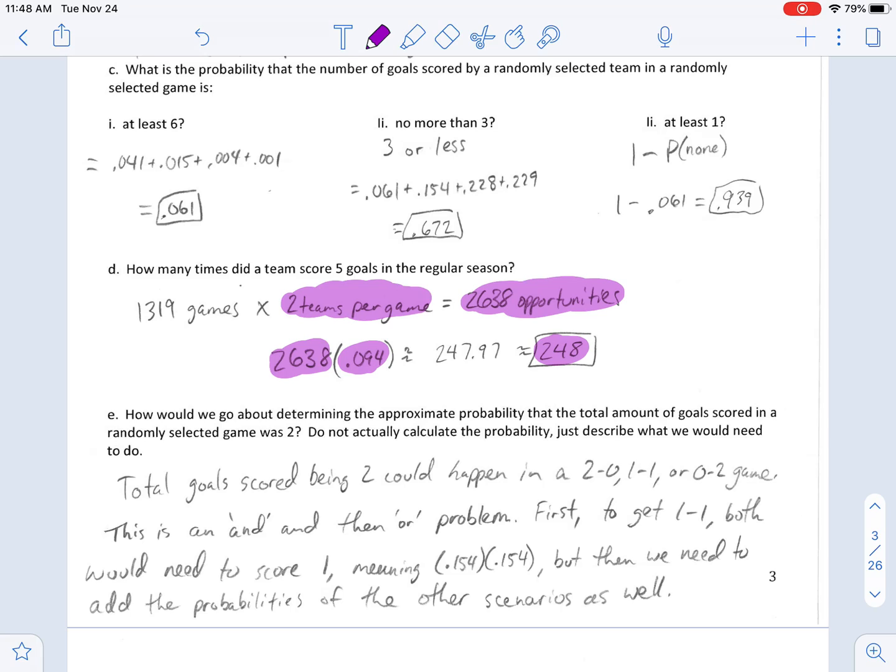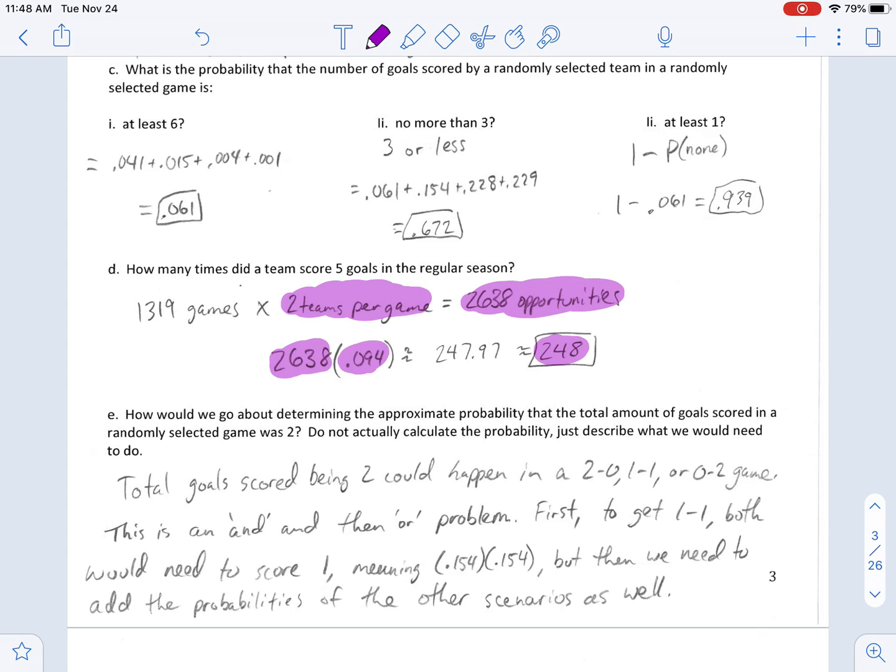Well, it could be a 1-1 tie, or 2-0, or the reverse, 0-2, right? And you might say, well, isn't 2-0 and 0-2 the same thing? Yes, but if it was like Blackhawks versus Red Wings, and Blackhawks scored 2 and the Red Wings scored 0, that's different than the Blackhawks scored 0 and the Red Wings scored 2, right? That's a different way to make 2 goals. So that's technically a different kind of outcome there.